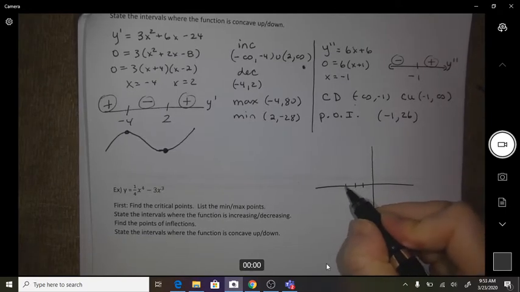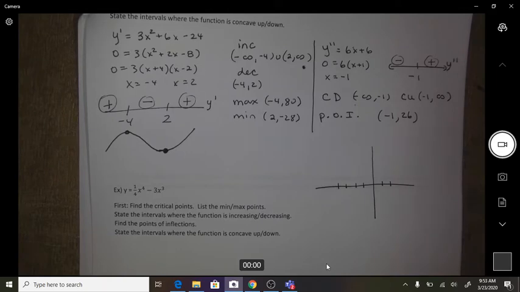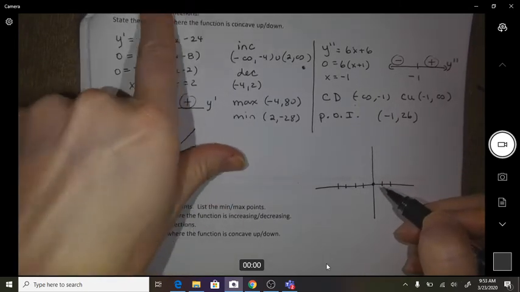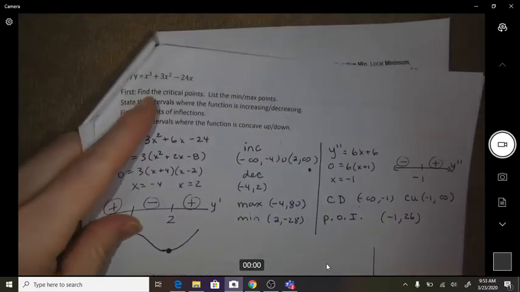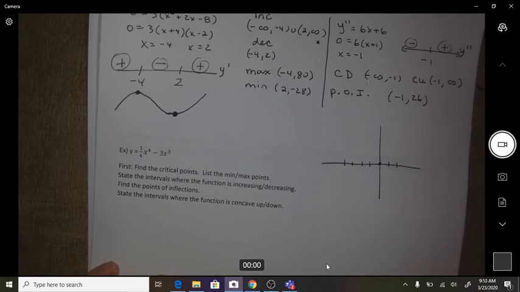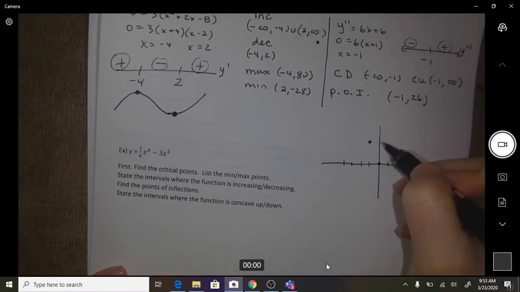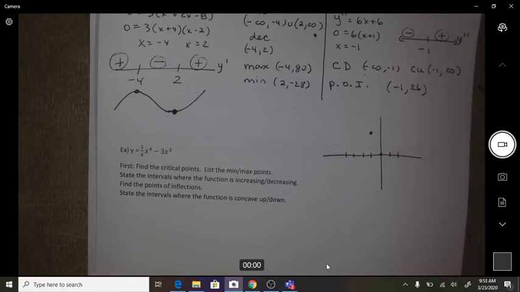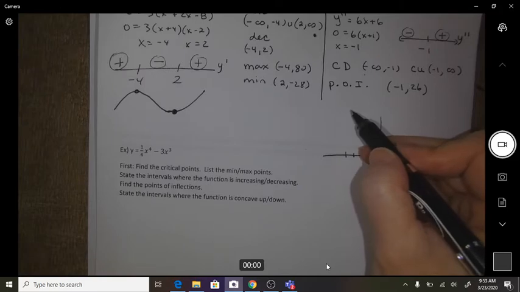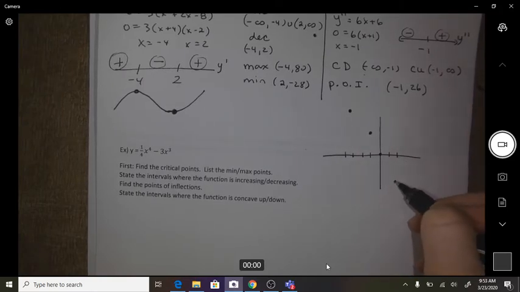okay, 1, 2, 3, 4. Okay, so actually I do know that the y-intercept is 0. So I'm just plugging in 0 here. You're going to get 0, 0. Okay, negative 1, 26. I'm not going to provide a y scale. I'm just trying to give you a basic idea. So that's there. This is up at 80. And here we're down.